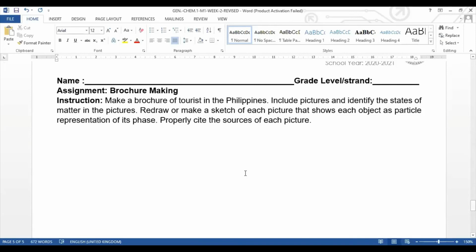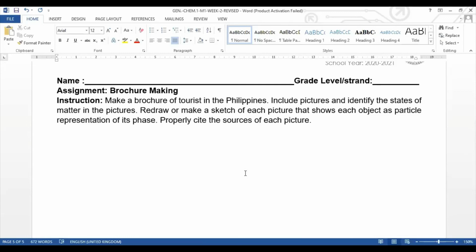It is a brochure making. So instruction: make a brochure of tourists in the Philippines, include the pictures and identify the state of matter in the picture. Redraw or make a sketch of each picture that shows each object as particle representation of its state. So properly cite the sources of each picture.